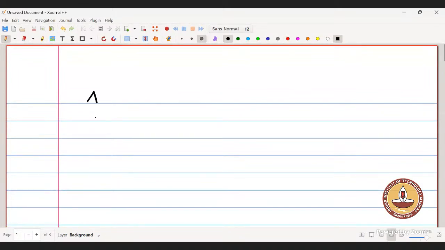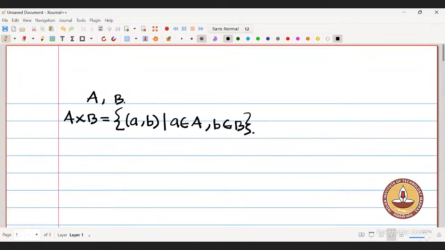If I have a set A and B, the Cartesian product is nothing but the ordered pairs where the first element comes from the set A and the second element comes from the set B. So once I have this Cartesian product, what is a relation? A relation from A to B is nothing but a subset of A times B, right?